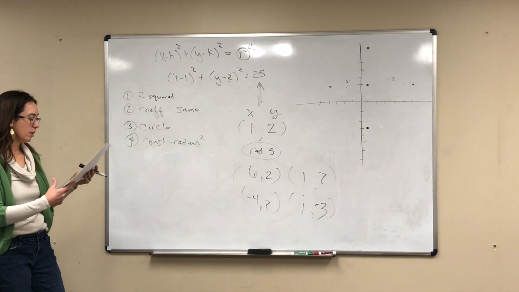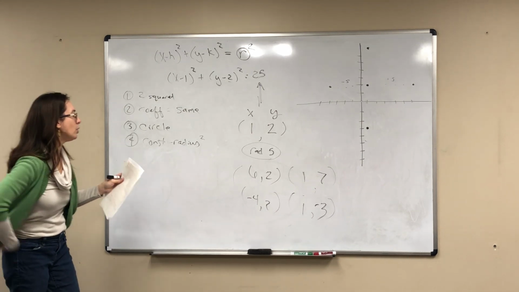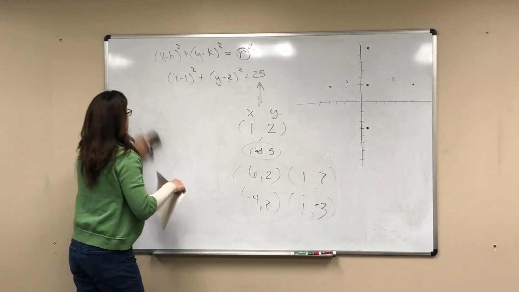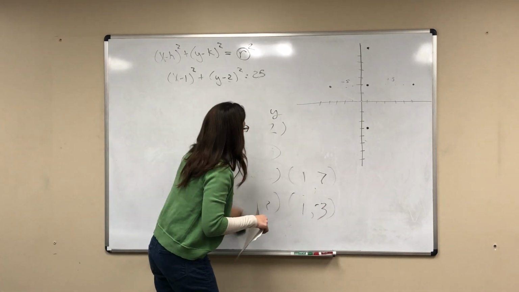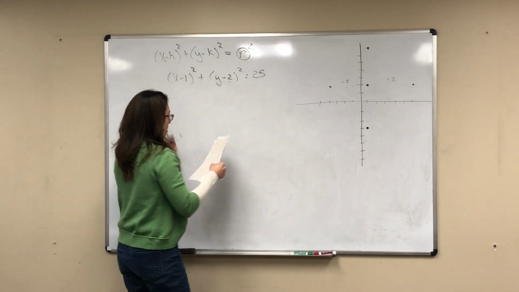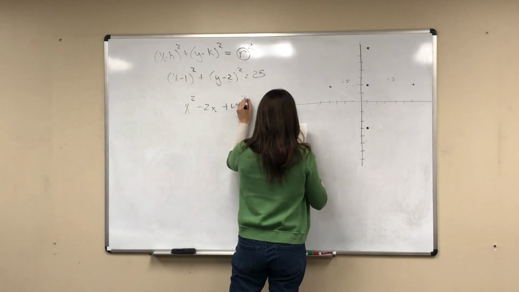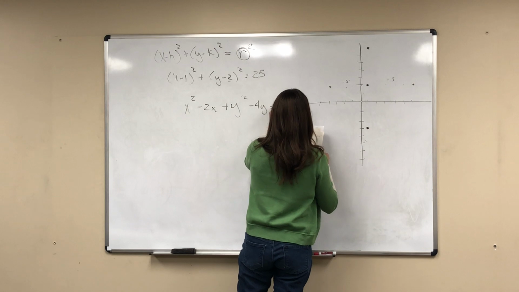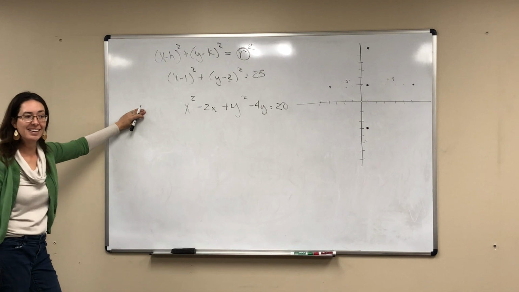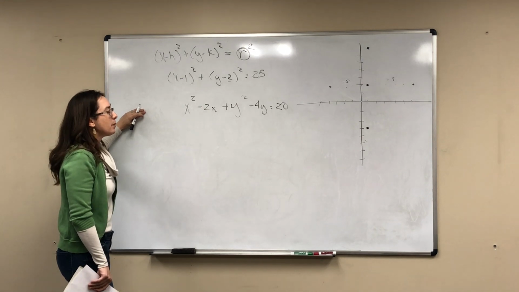Now, okay, so it says, what do we do if we don't start with our equation in our vertex form? Make it that. We need to put it in our vertex form, correct? Okay, so if we start out with x squared minus 2x plus y squared minus 4y equals 20, we start with this and they say graph this equation. Looks overwhelming, right? Okay, first thing that we do is group.